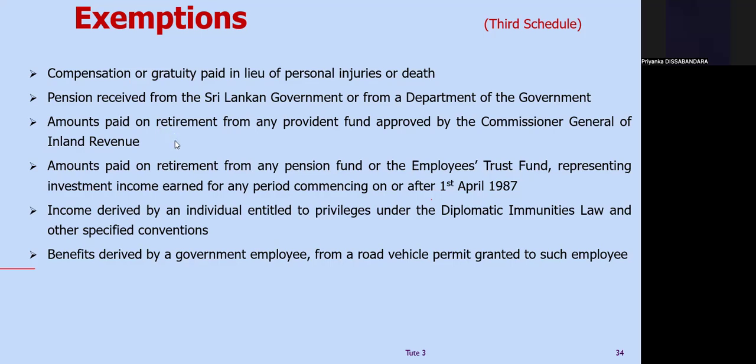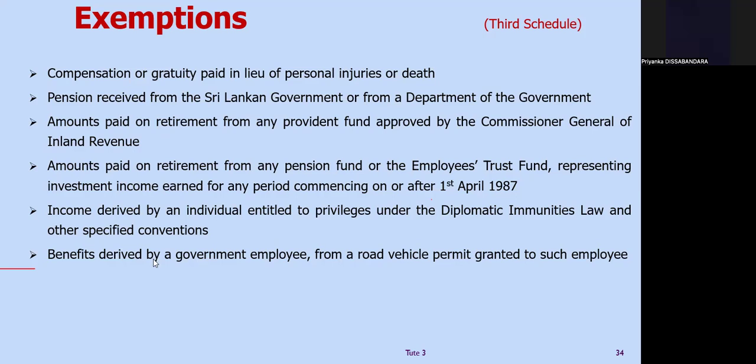The next one is amounts paid on retirement from any provident fund approved by the Commissioner General of Inland Revenue. That means if we receive provident fund when we are retiring, and if that provident fund is approved by the Commissioner General, then only that is exempt. If we receive any provident fund which is not approved by the Commissioner General, that is not exempt, so it is liable for income tax.